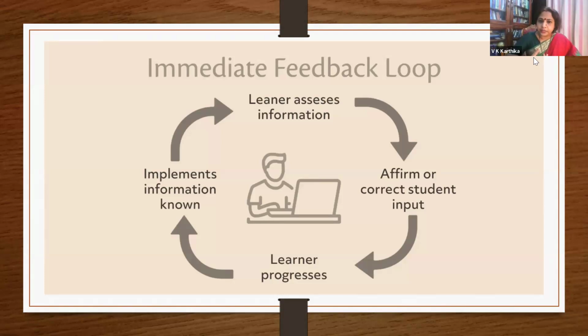So when we think about the immediate feedback loop, if we give the learner access to a piece of information, they assess the information, and they affirm. We can actually correct that input ourselves, and then the learner progresses. When the learner progresses, the information which is known will be implemented along with the corrections that we have given, and then they again assess that information, and this loop goes on and on in traditional teaching.